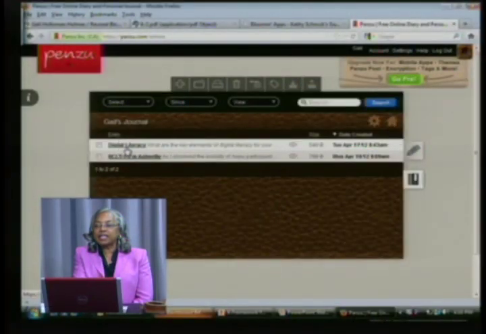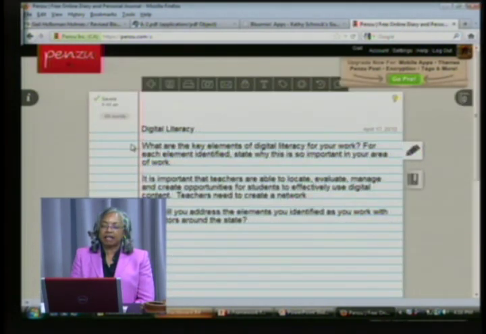With Penzu here, every time I put a recording, it classifies that recording according to the title and the date. So I can go back at any time and look at the information that I typed on a given date. I can read it and reflect on it.